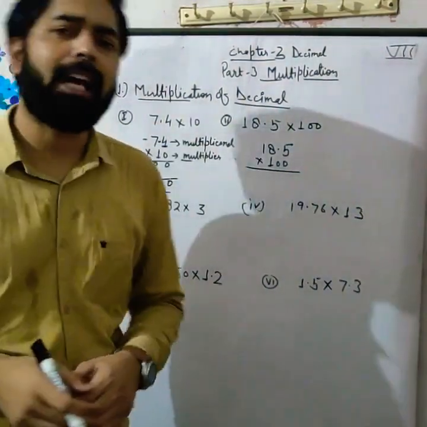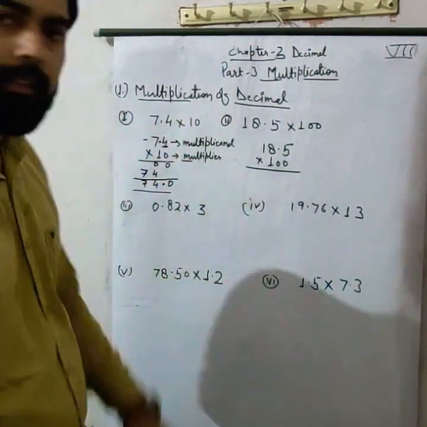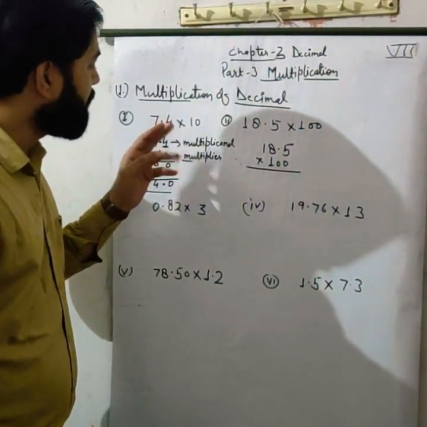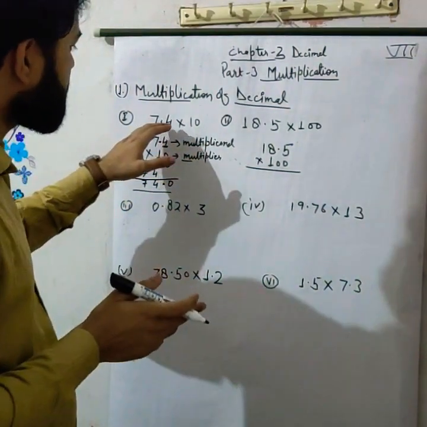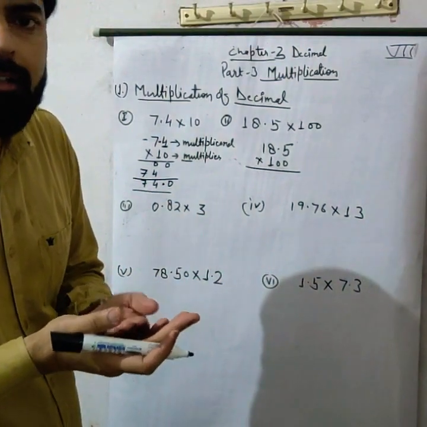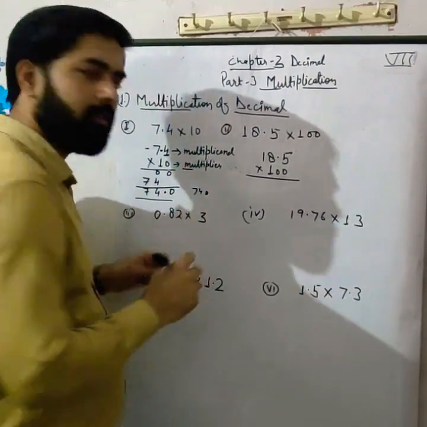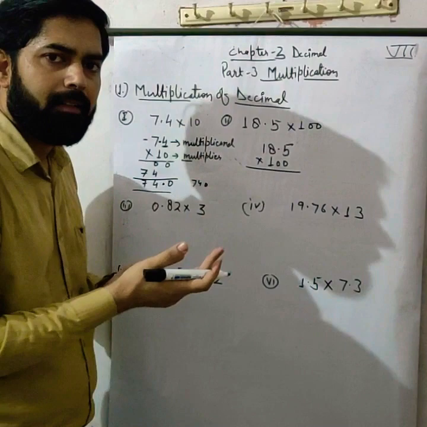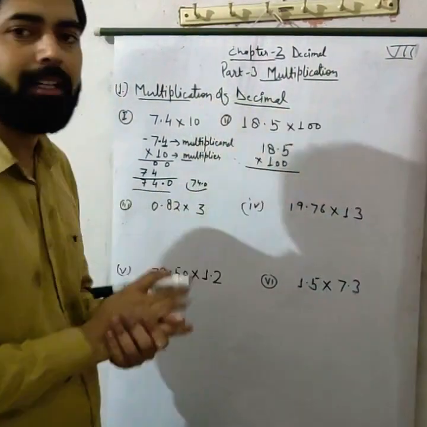In this type of multiplication we also have a short method. Don't think about the decimal, just think this is 74. So 74 multiplied by 1 is 74. Then we use the 0 after the 4, and we put the decimal from the right hand side. Then the answer will be 74.0.